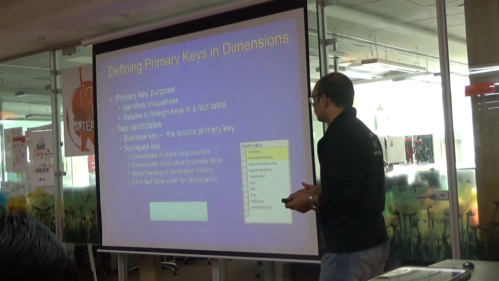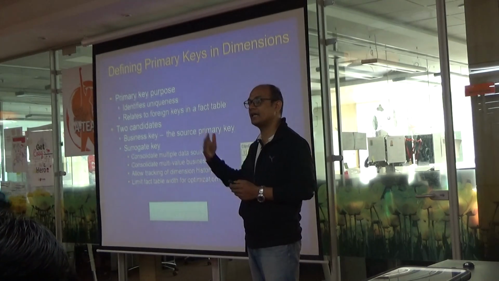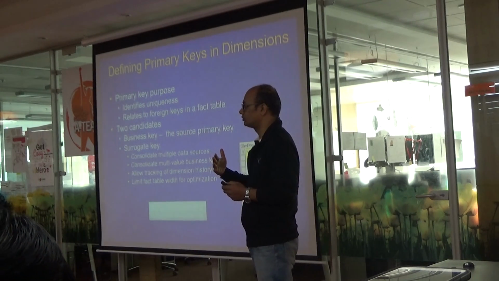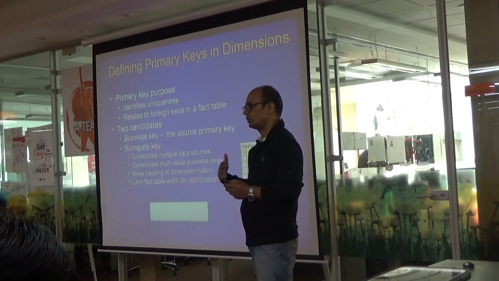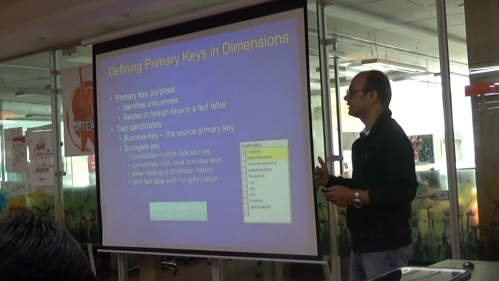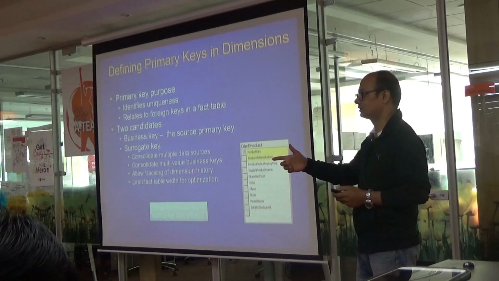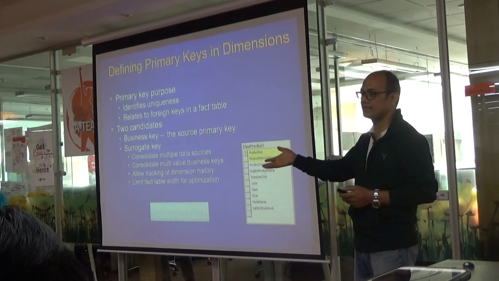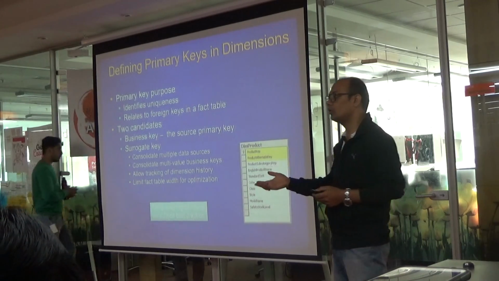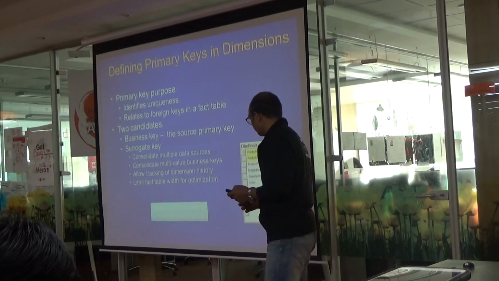The surrogate key could be your identity column, which you keep increasing as new values come into your data warehouse. So that's your surrogate key. Or you can design your surrogate key based on maybe a combination of some keys in your data warehouse or in a transactional database. That's totally up to you how you want to design your surrogate keys.